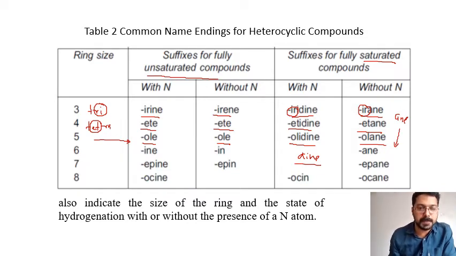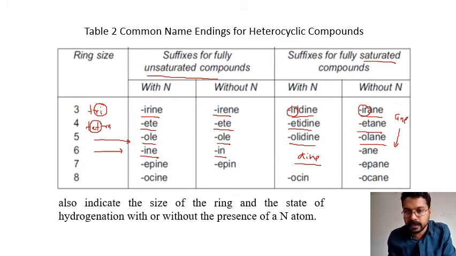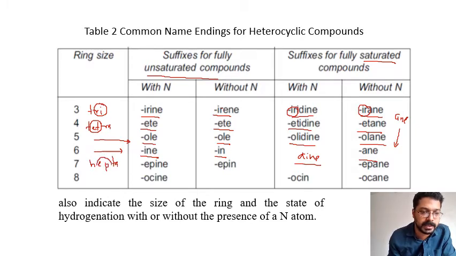Okay, and for 6 membered rings like triazine, it is unsaturated with nitrogen is ine, without nitrogen is in, and for saturated there is no systematic name, and without nitrogen it is ane. And for 7 membered, that is hepta. You can remember it by EP. So it is epine. No name for this one with nitrogen, and without nitrogen it is epine.